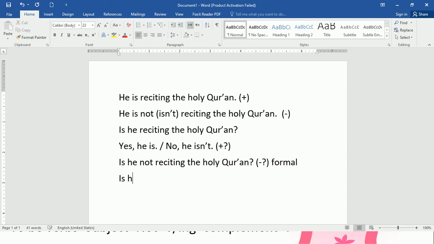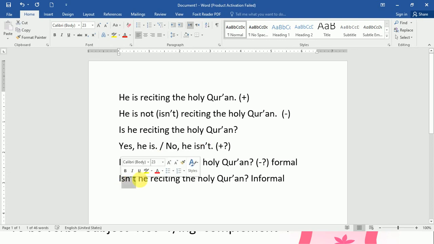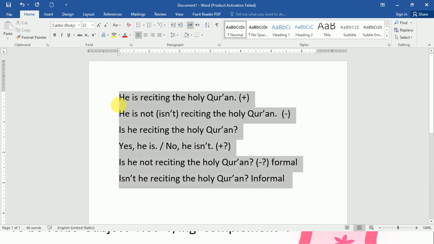We say, is not or isn't he reciting the Holy Quran? Now this one is also negative interrogative, but it is informal. The difference is that here not is used after the subject, and in the formal one not is used before the subject. That's the only difference.